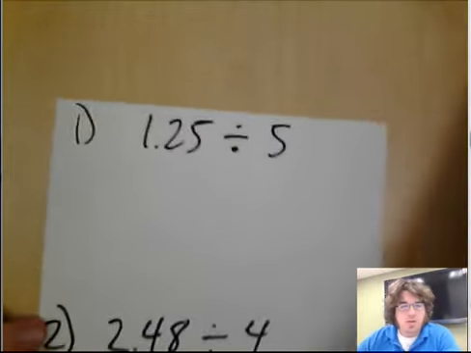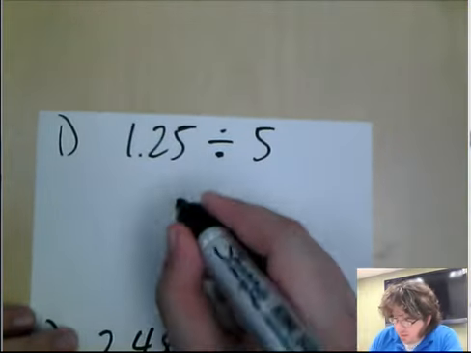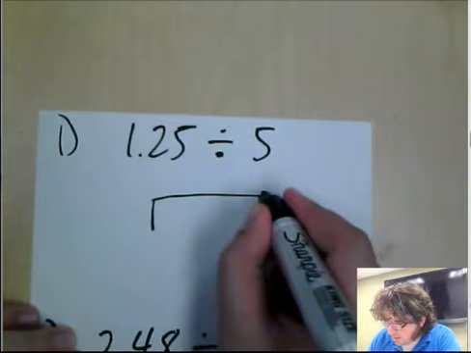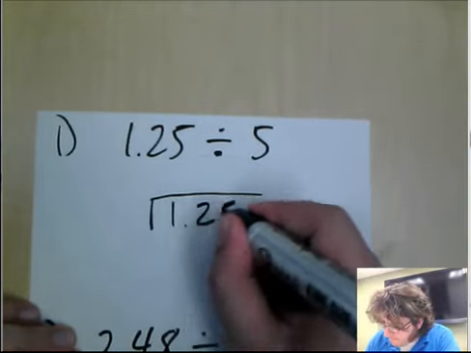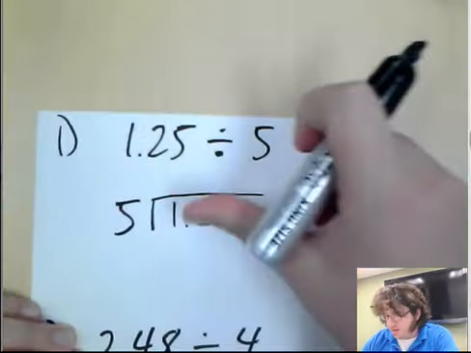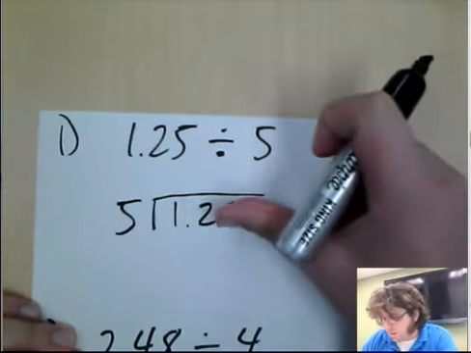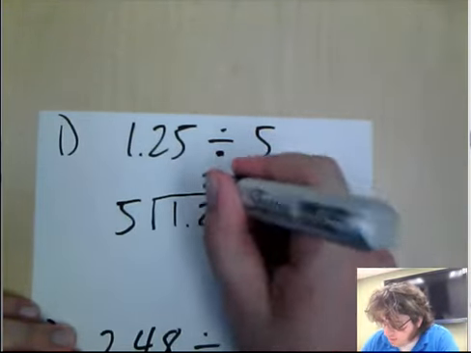Okay, so we're going to start with 1.25 divided by 5. So we're going to put in our little box here. The first number gets the box. Second number goes out front. Alright, can 5 go into 1? No, it can't. Can 5 go into 12? Yes, it can. How many times? 2. Put the 2 there.